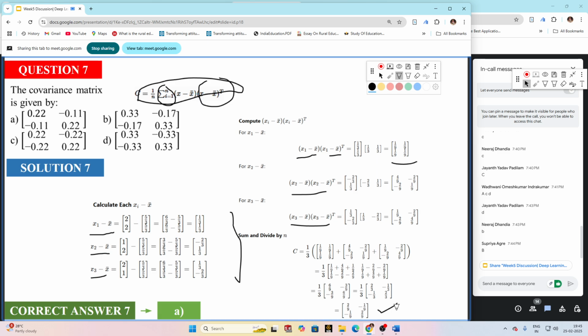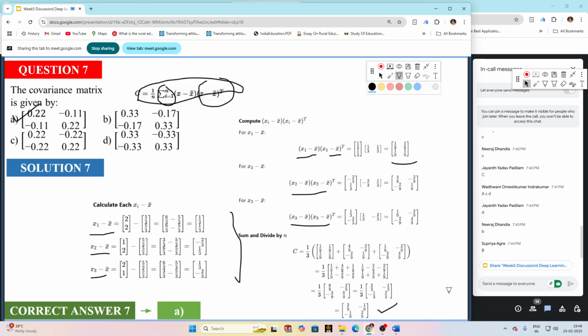2/9, what is 2/9? 2/9 is 0.22, right? Yes, 0.22. Minus 1/9 is minus 0.11. And 2/9 is 0.22. The option A is the answer.